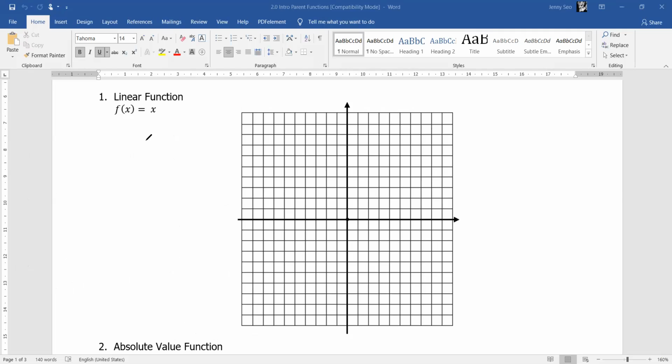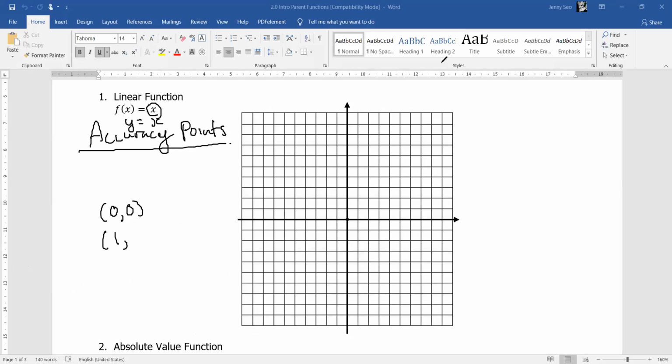So linear functions. I'm going to get us to do some accuracy points. I'm going to call them APs from now on. And from there, you're going to use that to draw your parent function. And from there, we can learn to transform them. Take a look. If x is 0, my y value would be 0. But if x is 1, what would my y value be?